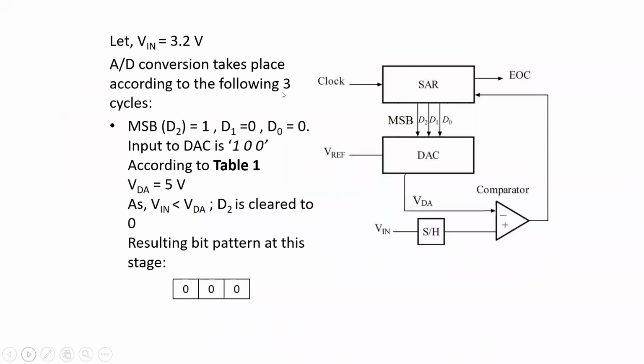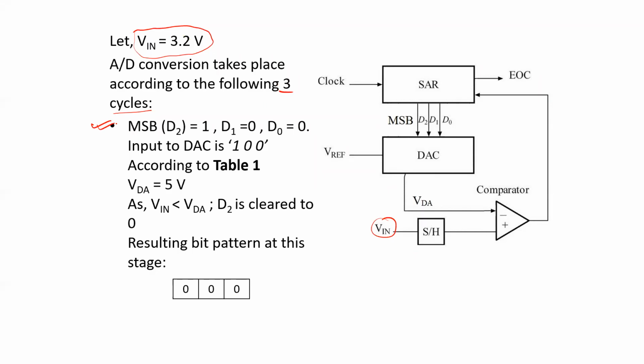So let's consider the 3 cycles, and another assumption for this particular example is say that the Vin is equal to 3.2 volts. I mean, when the input voltage is passed through the sample and hold circuit, let's say that for a particular duration the voltage is kept constant at 3.2 volts. So our target would be to get a resulting bit pattern for this 3.2 volts. So the 3 cycles, so for the first cycle the MSB is going to be considered.